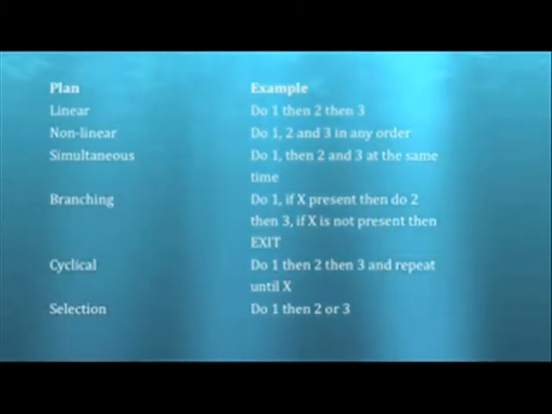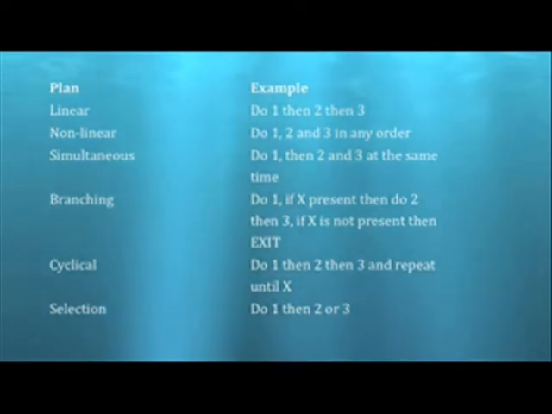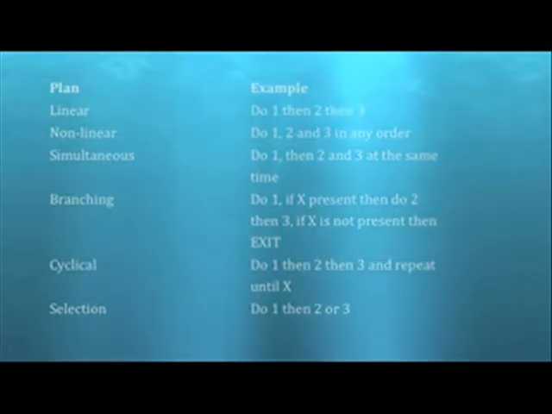These plans can become more complicated. For example, branching is when we do task 1, and if another variable x becomes present, we do task 2, then 3. Or if this variable does not exist, then the task may be completed at step 1. Cyclical plans involve doing task 1, then 2, then 3 repeatedly until variable x becomes present. The last type of plan is selection, where you have a choice to either complete task 1, then 2, or 3.